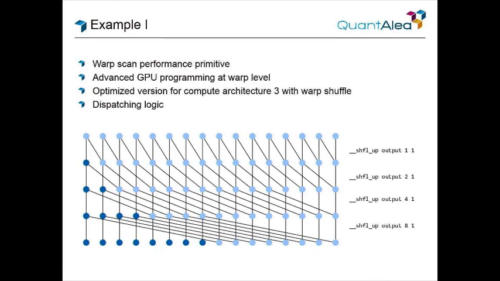Okay, so now the first algorithm. I want to show you a warp scan performance primitive, which does a scan at the warp level. So we just look at 32 threads. They have data, and we want to do the scan, which means each element or each thread has the sum of its predecessors.